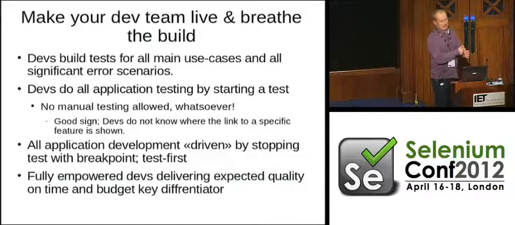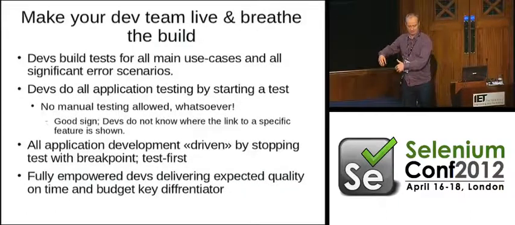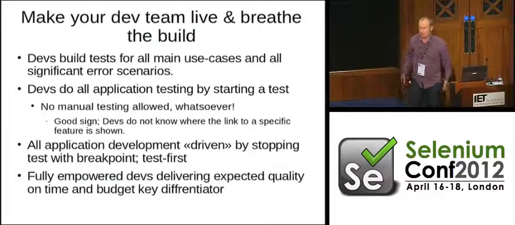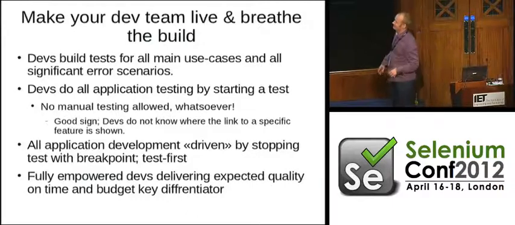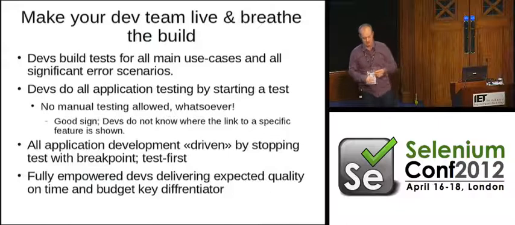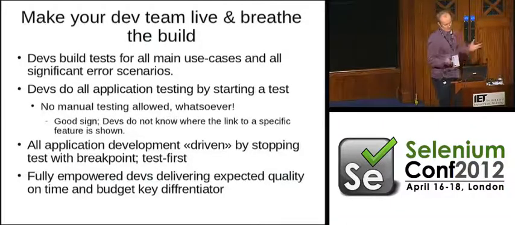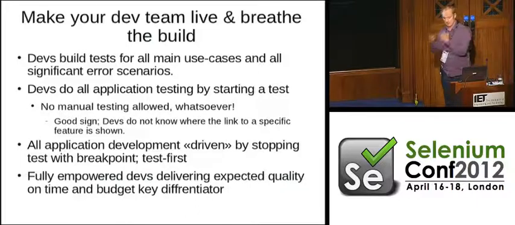So the good sign is when somebody moved a link from one page to another and 90% of your developers don't know how to get there if they're asked to use the application. I know there are several sides to that, but in general, the developers don't have that intimate knowledge of the application because it's all test driven and very thorough. And if you didn't move that link, you probably don't know where it is, because you didn't do anything manually.